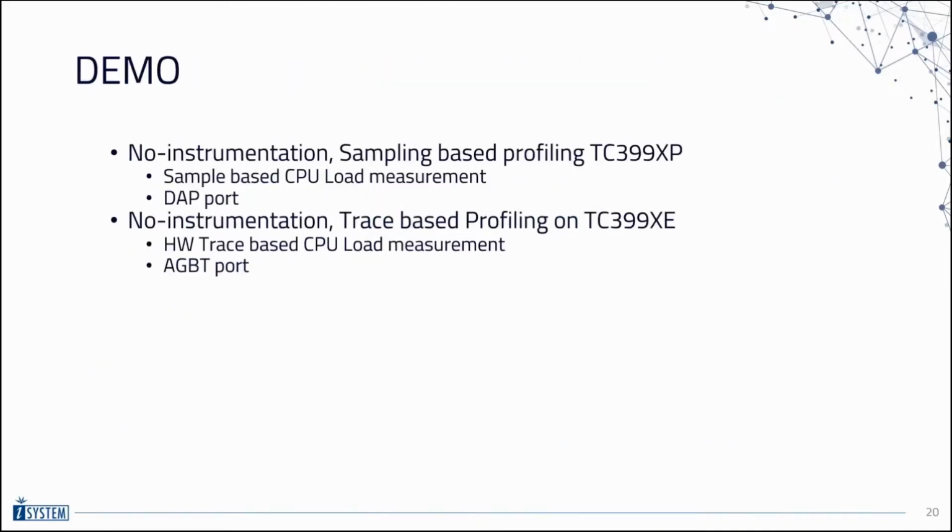Now on to the demonstration. First, I'll show you how quick and easy it is to configure the sample-based CPU load measurement by creating a new workspace for a TC399XP production device, which has no trace, just a DAP port. Then we'll take a look at the trace-based CPU load measurement on a TC399XE using the Aurora Gigabit trace port.